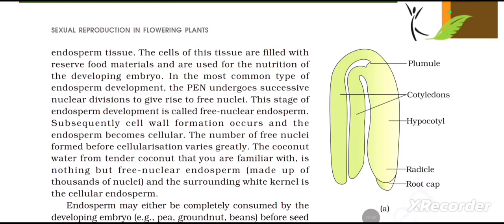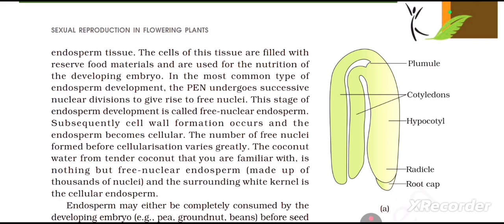Endosperm. The cells of this tissue are filled with reserve food materials and are used for the nutrition of the developing embryo. In the most common type of endosperm development, the primary endosperm nucleus undergoes successive nuclear divisions to give rise to free nuclei. This stage of endosperm development is called free nuclear endosperm. Subsequently, cell wall formation occurs and the endosperm becomes cellular.